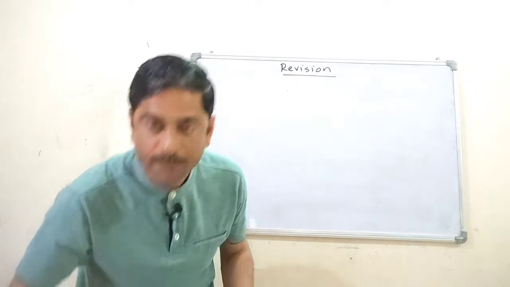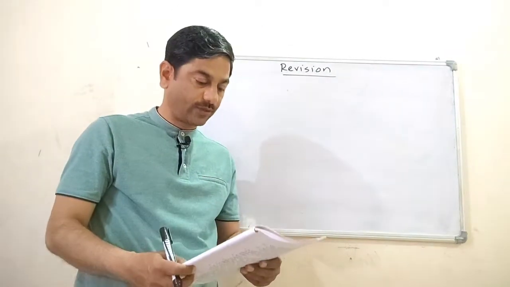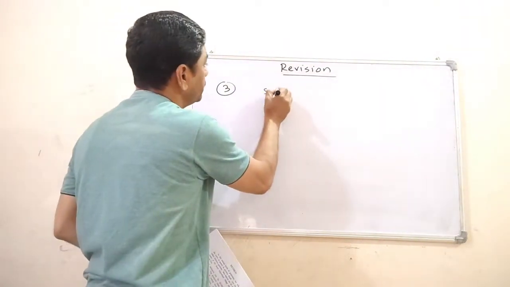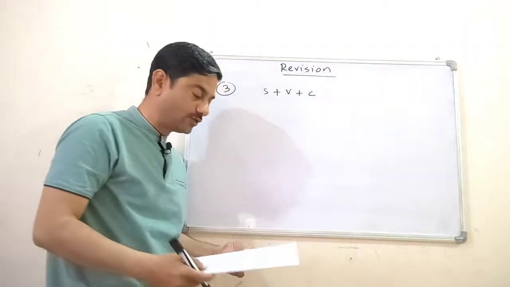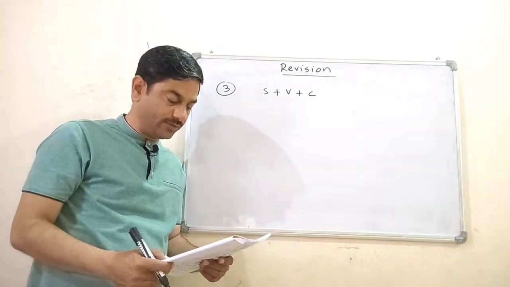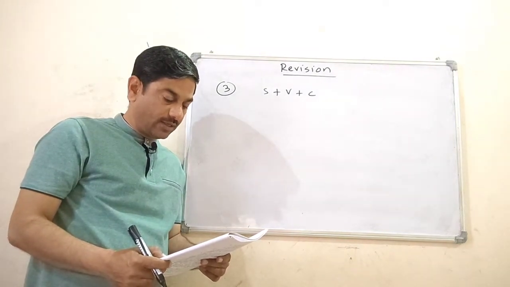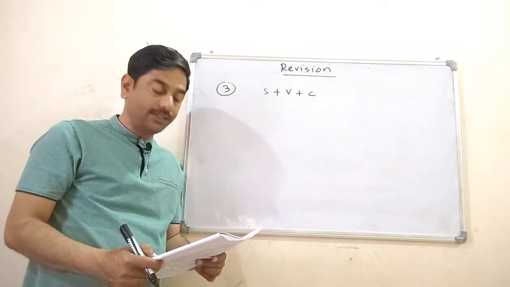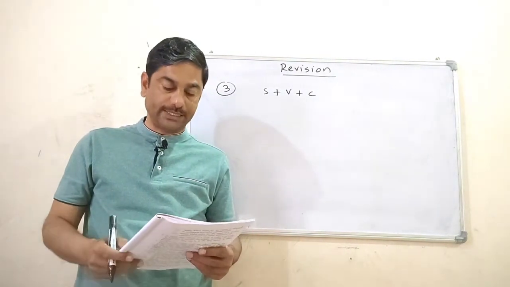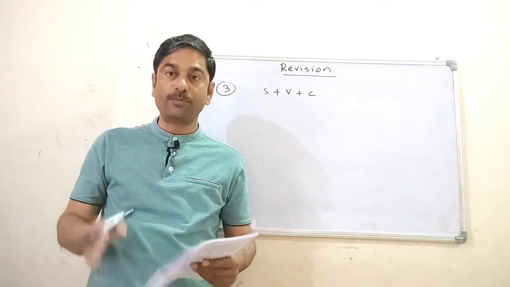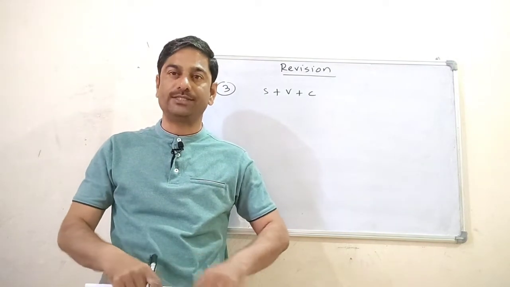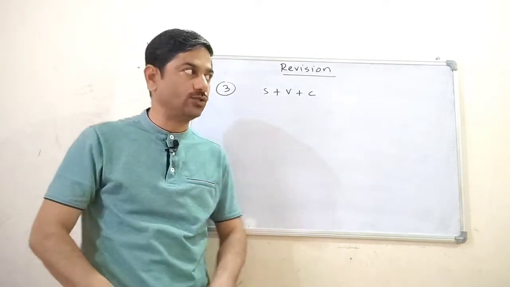See, what is the third point? We studied one structure, S plus V plus C. Here S is subject, V is verb and C is complement. All the verbs in this pattern are intransitive but need a complement to complete the sense. These verbs are verbs of incomplete predication. The complement may be either a noun or an adjective.